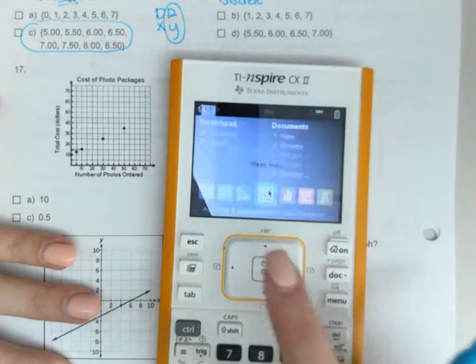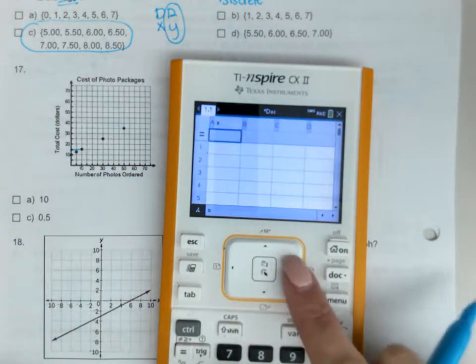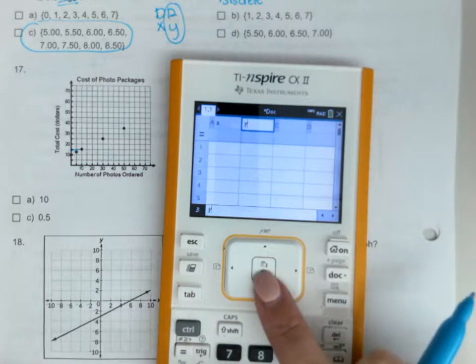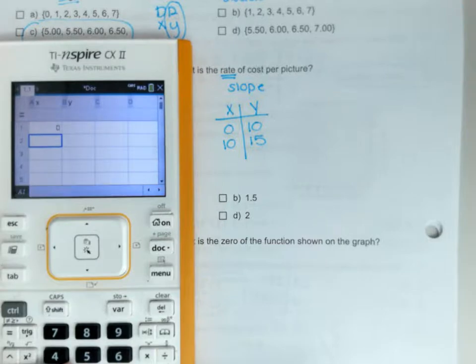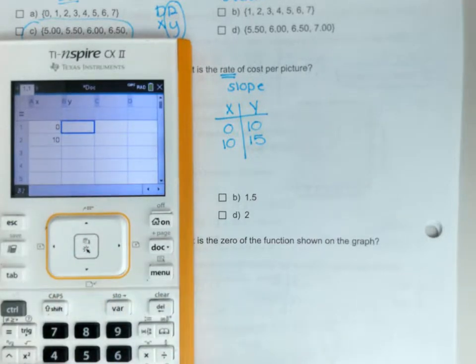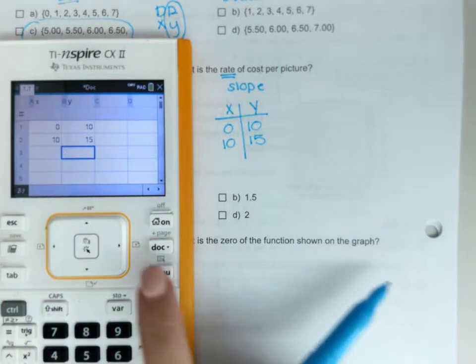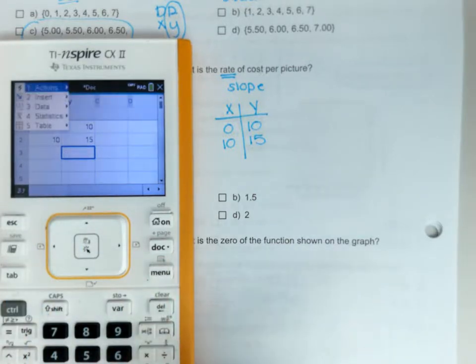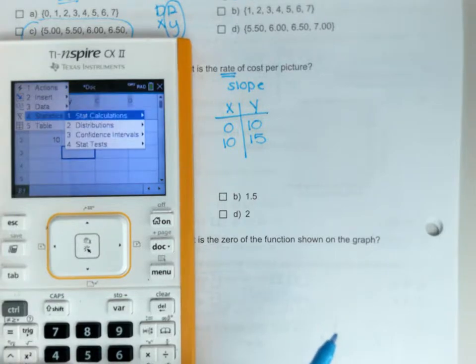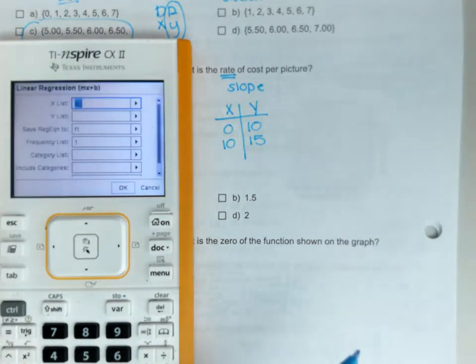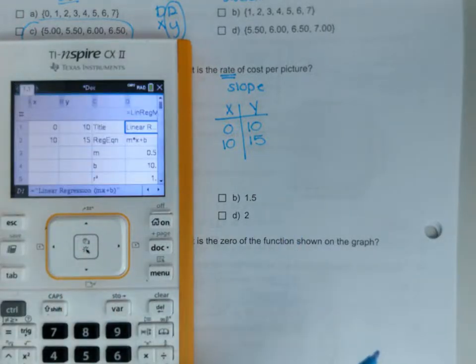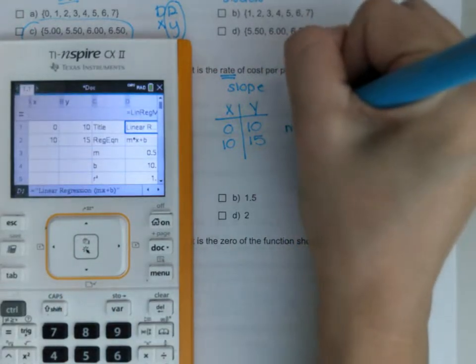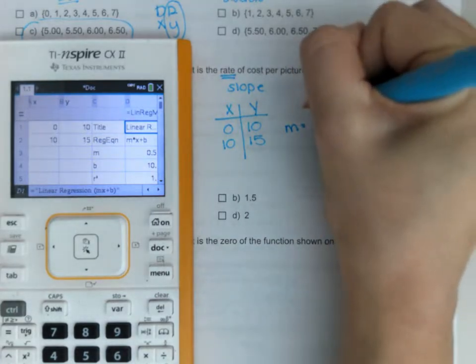I'm going to go to my table. The X is X. The Y is Y. We type in our points: 0, 10, 10, 15. Make sure your cursor is after your points. We click Menu, 4 for Stat, 1 for Stat Calc, 3 for Linear Regression. The X is X, the Y is Y, Enter. So my M, or my rate of change, or my slope, is 0.5.